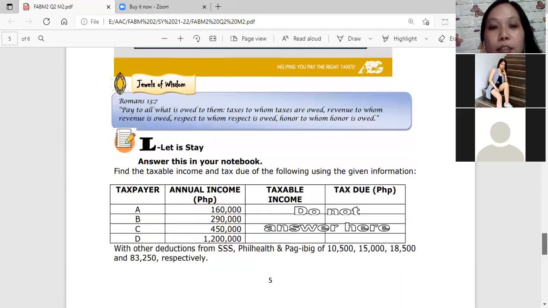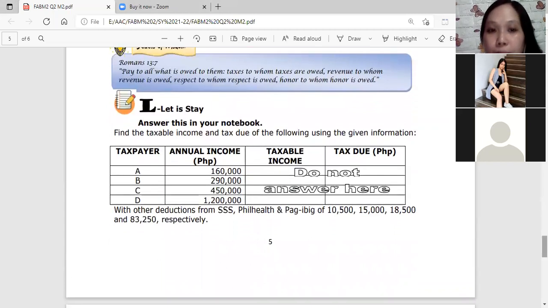Right? And so let us go to our let it stay part. In this part, you just have to complete the table. Those who are pick up, use your notebook to put the information here. You don't need to show the solution. Dili na kinanay show a solution. But make sure to remember the deductions ha, naay mga deductions diri. Nganong daghan kani mga deductions?